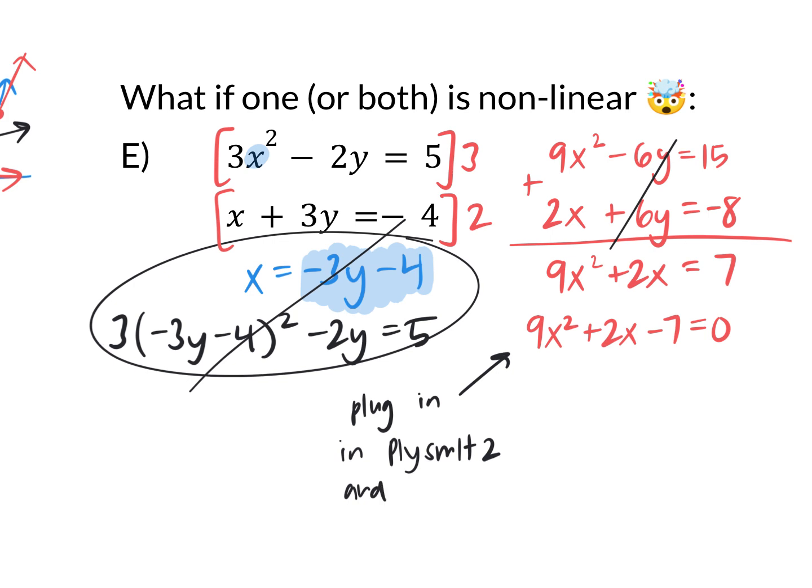And solve for x. You should get 2 answers. 7/9 and -1. So plug that in your calculator. Make sure you also get the same thing of 7/9 and -1.